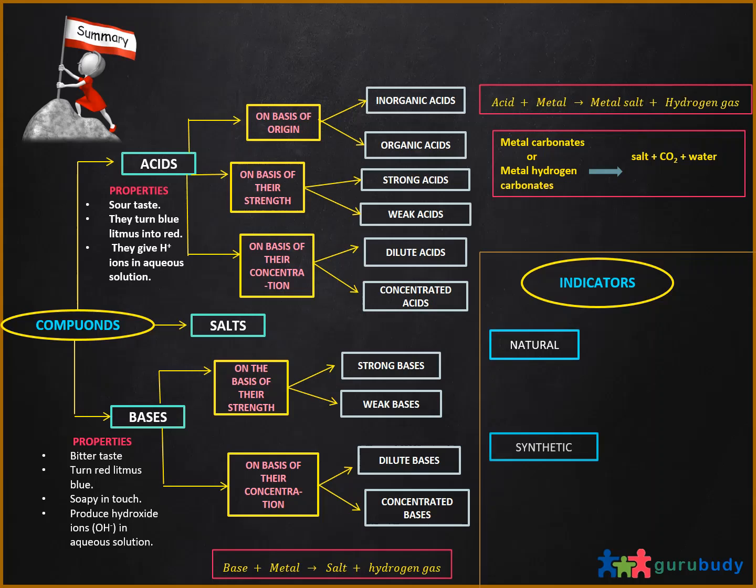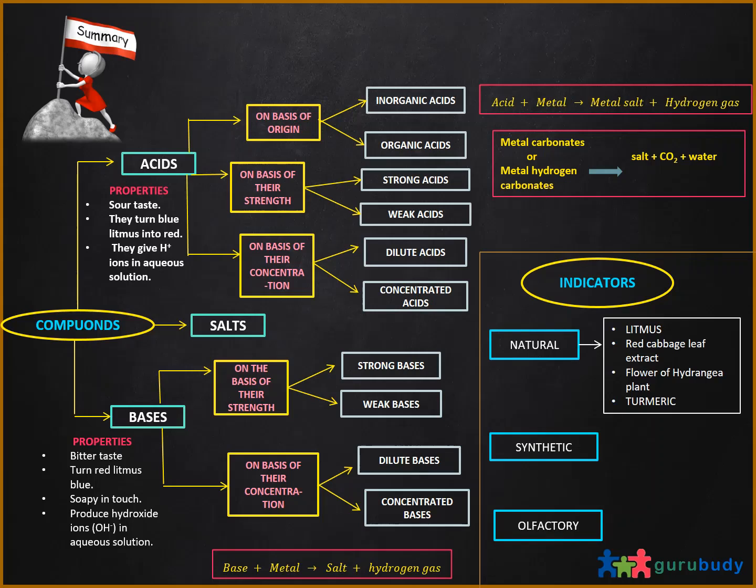Indicators: natural, synthetic and olfactory. Types of natural indicators: litmus, red cabbage leaf extract, flower of the hydrangea plant and turmeric. Synthetic: phenolphthalein and methyl orange. Olfactory: onion, vanilla essence and clove oil.